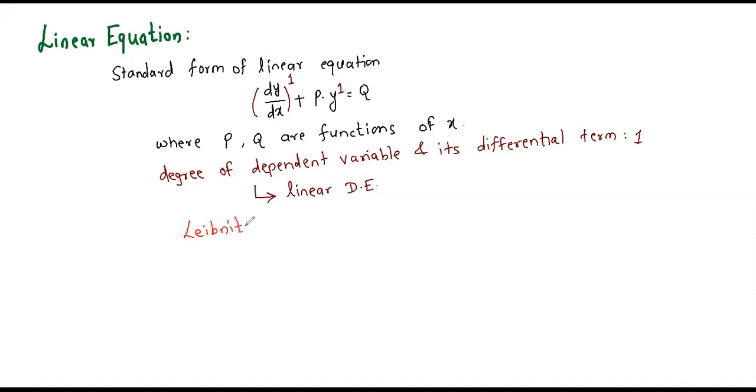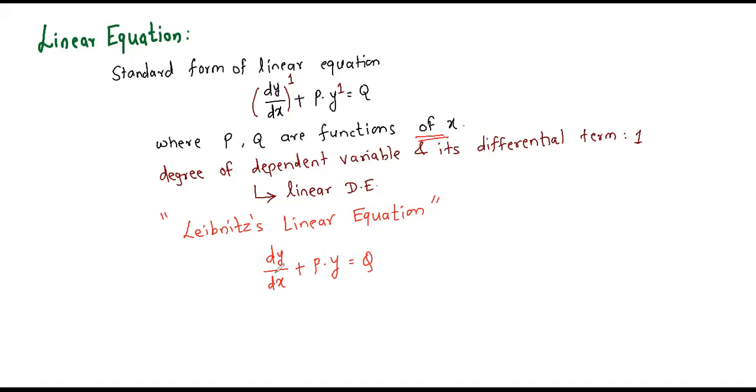Now such type of equation is called Leibniz linear equation. Leibniz is also one scientist based on whom the name of the linear equation is given. So what is the Leibniz linear equation? It is dy by dx plus p into y, which is equal to q. P and q are functions of x.